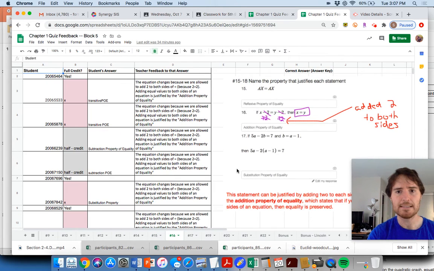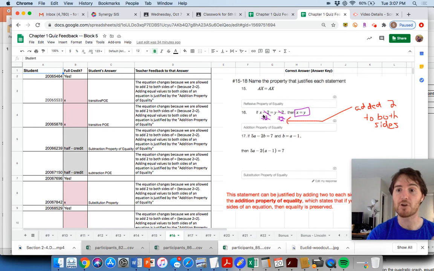We got 16. We got addition property of equality on both sides. Yeah, this one was a little bit tricky. I think a lot of people saw subtraction here, but you're not justifying that x equals y through subtraction. The properties of equality are things you're doing to change an equation, right?